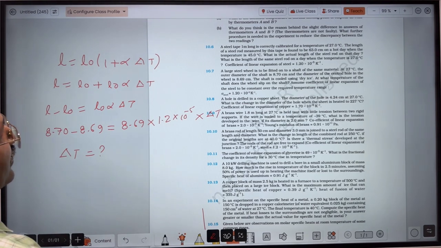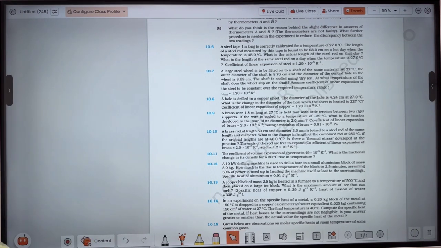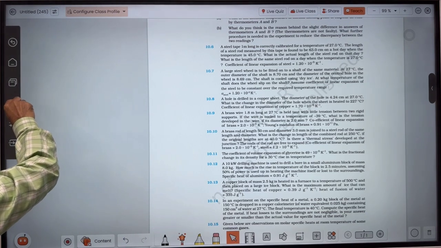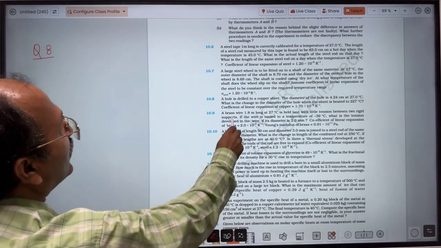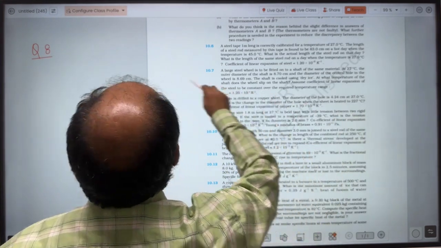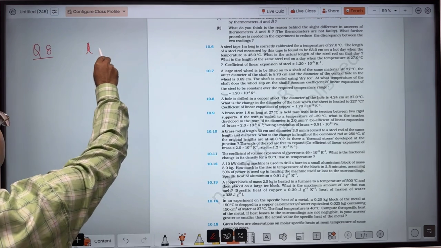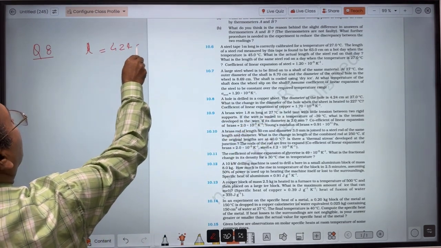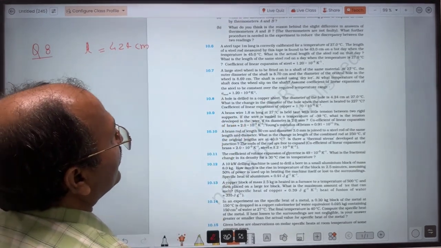Now let's do the next question. Question number 8. Question number 8 says a hole is drilled in a copper sheet. The diameter of the hole is 4.24 centimeter. So the diameter is given, so say L is how much? It's given as 4.24 cm, right? And the temperature is given as 27. What is the change in diameter of the hole?